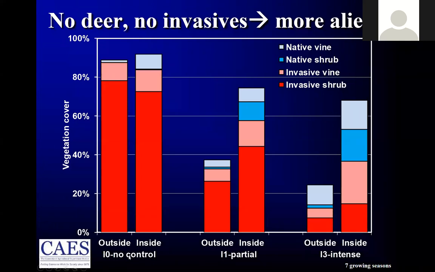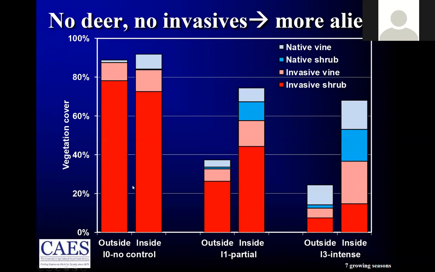But if we start at the left bottom, we have an area where we had no control. We didn't mow the barberry and all the invasives. We had partial control, that's the middle two. That's where we mowed it. And then the intense control is where we mowed it, and then we treated it a couple of times with propane. Alternatively, you could have used a herbicide.